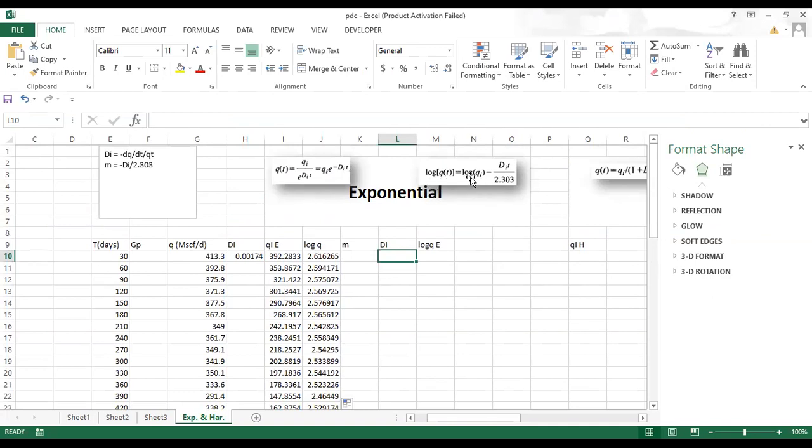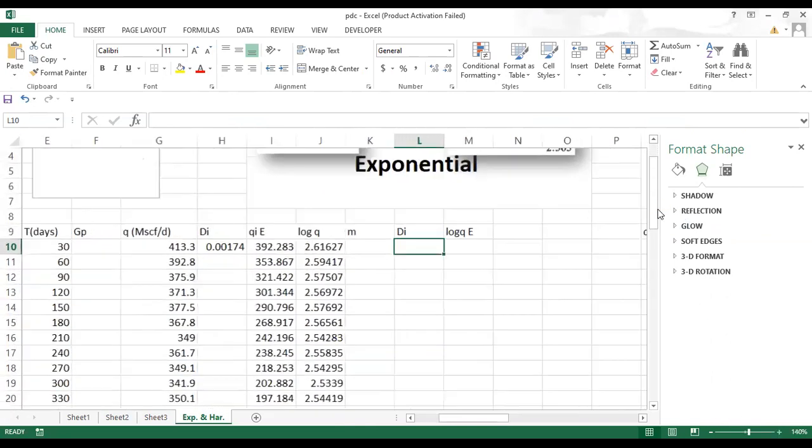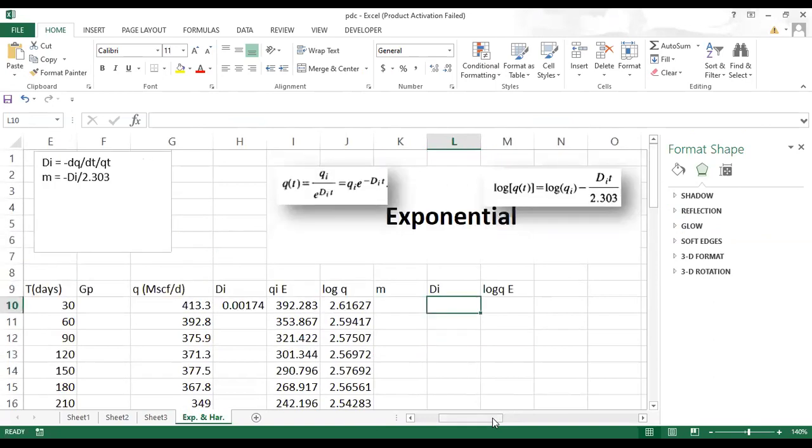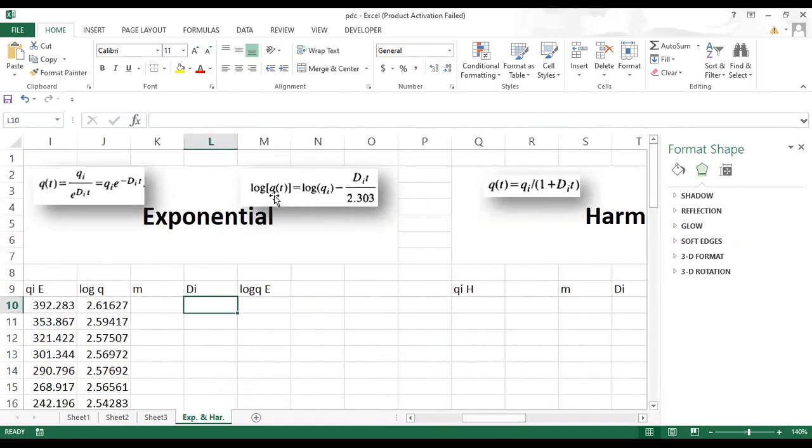So log Qt is equal to log Qi minus Dit by 2.303. This is of the form Y is equal to MX plus C, so we need to convert this equation into that form. I'm going to tell you what is Y, what is X, and what is M. So Y is log Qt, M is minus Di by 2.303, T is X, and C is log Qi.